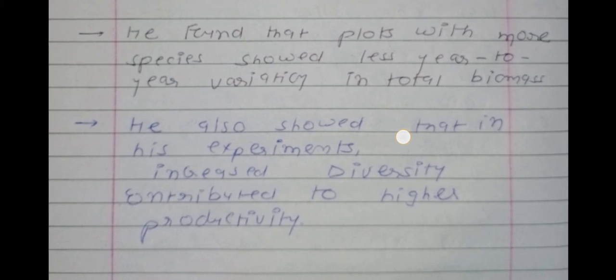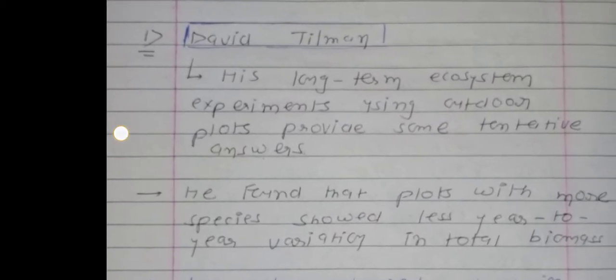Now see the next point. He also showed that in his experiments increased diversity contributes to higher productivity. It means, underline this point, increased diversity. If maximum diversity is there, then because of this maximum diversity the higher productivity will also be there. It means for the higher productivity, increased diversity is responsible. So in this page we have discussed the new concept.